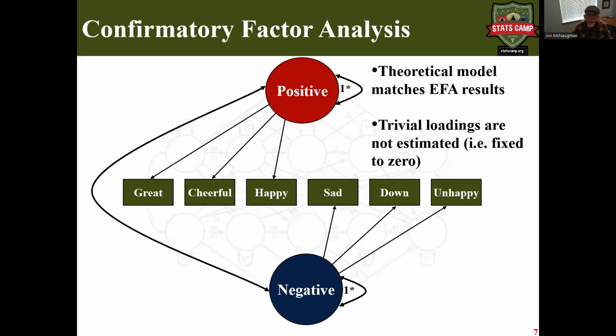So I potentially have 9 possible correlations between great, cheerful, happy, sad, down, and unhappy that are all going to be channeled through the latent construct of positive affect and the latent construct of negative affect. So really, I'm going to make one parameter estimate based on those 9 possible correlations. So I use up 1 degree of freedom, and this particular model would end up having 8 degrees of freedom.